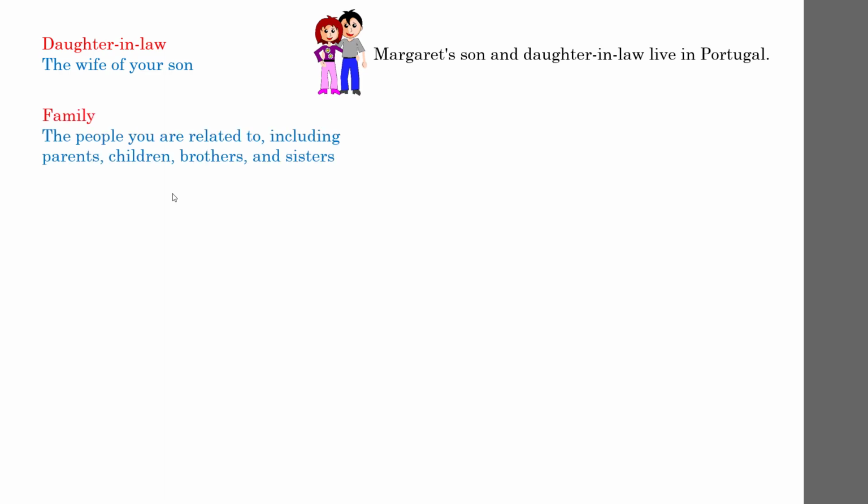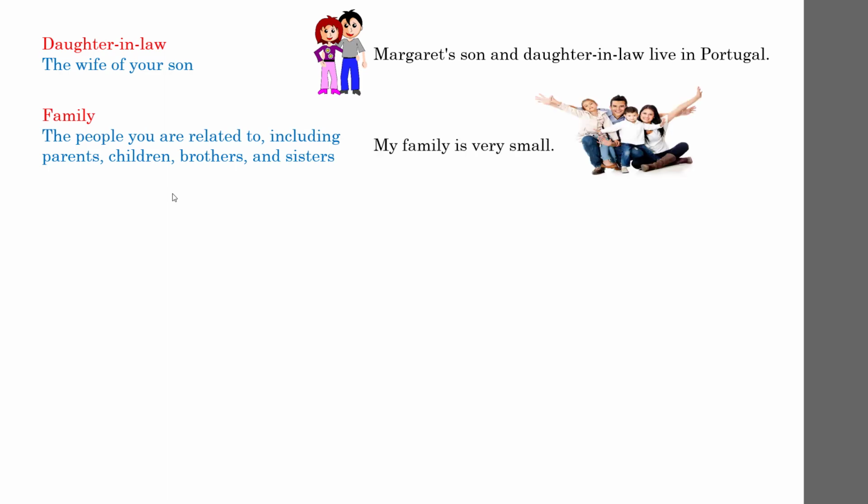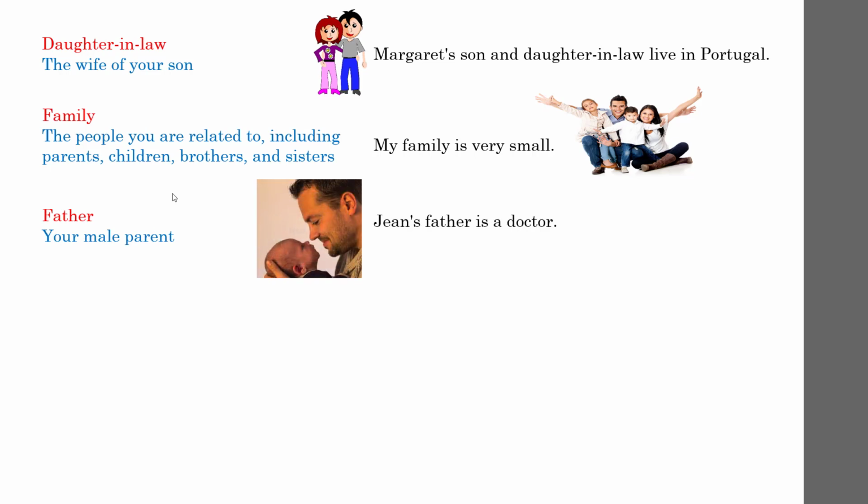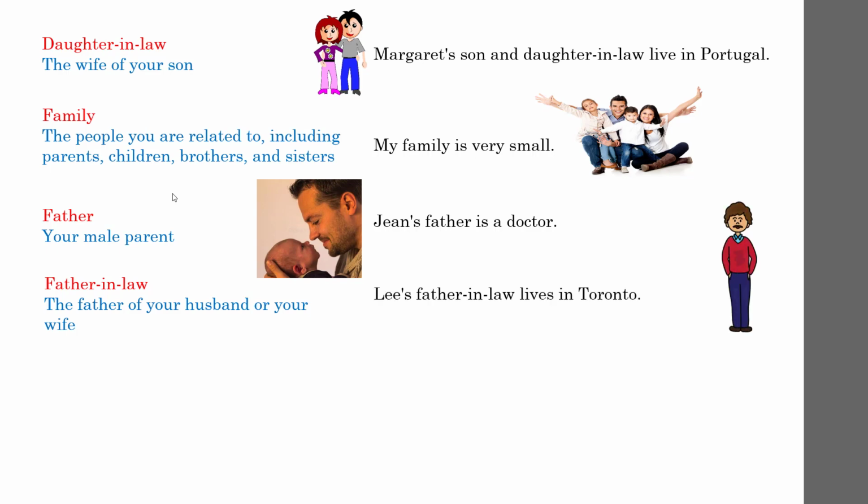Family. The people you are related to, including parents, children, brothers, and sisters. My family is very small. Father. Your male parent. Gina's father is a doctor. Father-in-law. The father of your husband or your wife. Leah's father-in-law lives in Toronto.